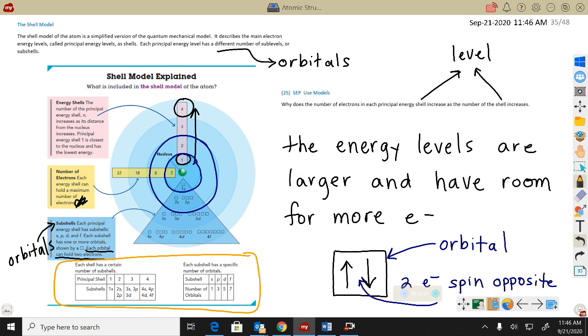Okay, so let's see if you're catching on to this a little bit. Do you remember how at one point the teachers told you that you can have 2 electrons in the first energy level? And maybe at the time you were like, well, I wonder why. Well, here's the why. It's because the first energy level only has 1 orbital available.